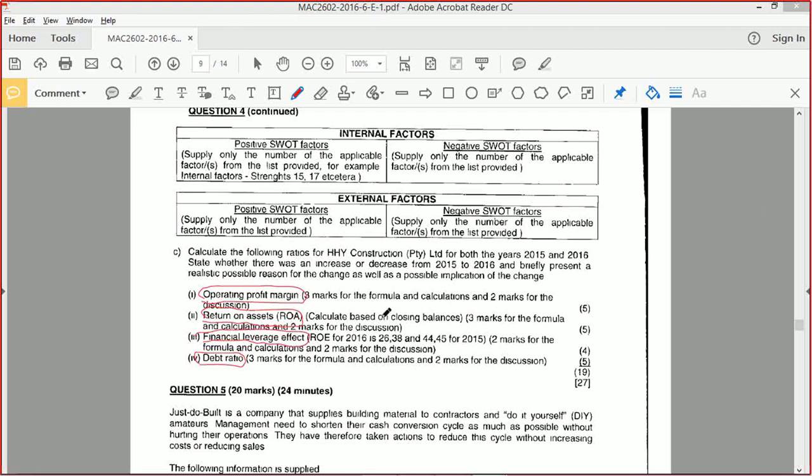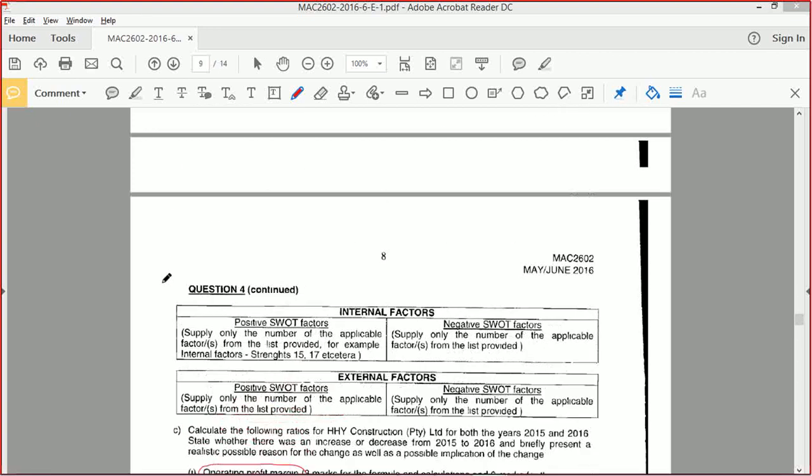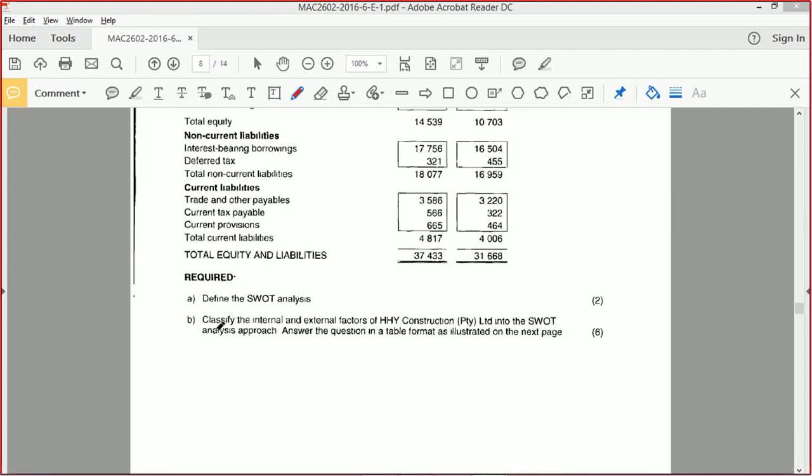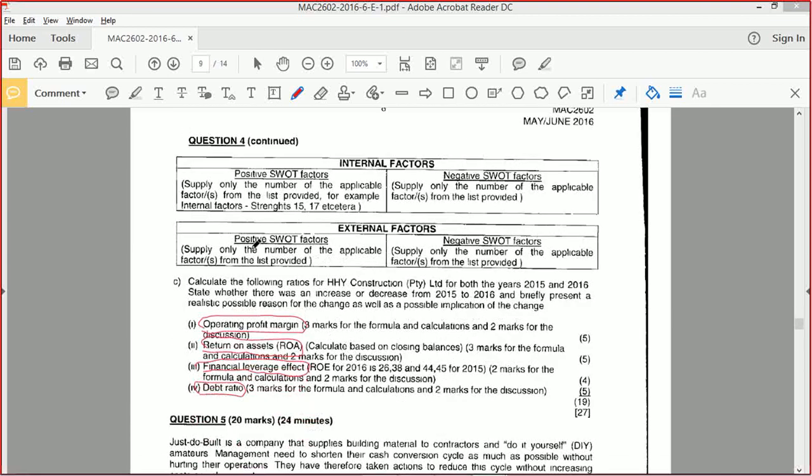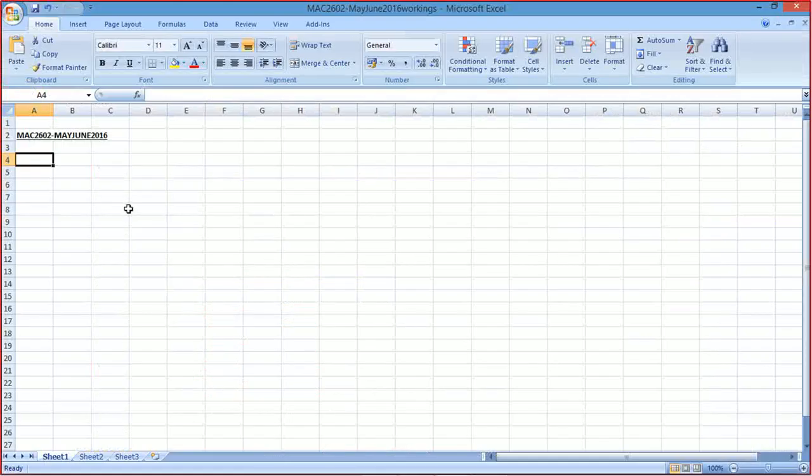So I'm going to start with question 4. This is actually C though. There's still A and B. You can see A and B are theory. Like define the SWOT analysis. That's simple: strengths, weaknesses, opportunities, threats. B, classify the internal and external factors of HHY construction into the SWOT analysis approach. That's obviously taking what information they've given you and identifying whether this is a strength or a weakness. So we'll do that just now. Let's first start with C so we don't forget the equations.